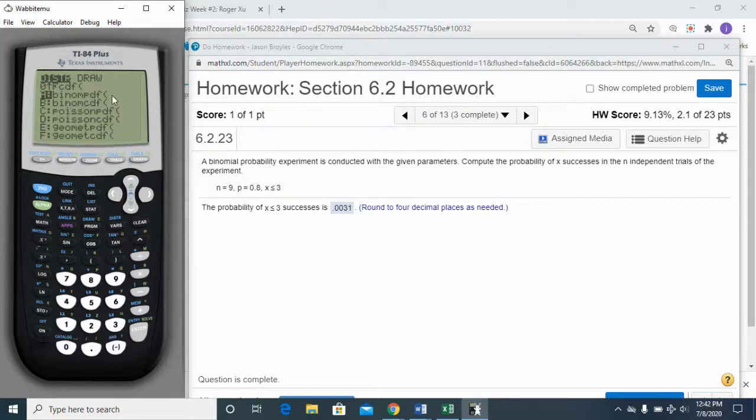Binomial PDF is finding the probability for one specific value x. Binomial CDF is finding the probability for multiple values, everything below and including the number x that you put in.